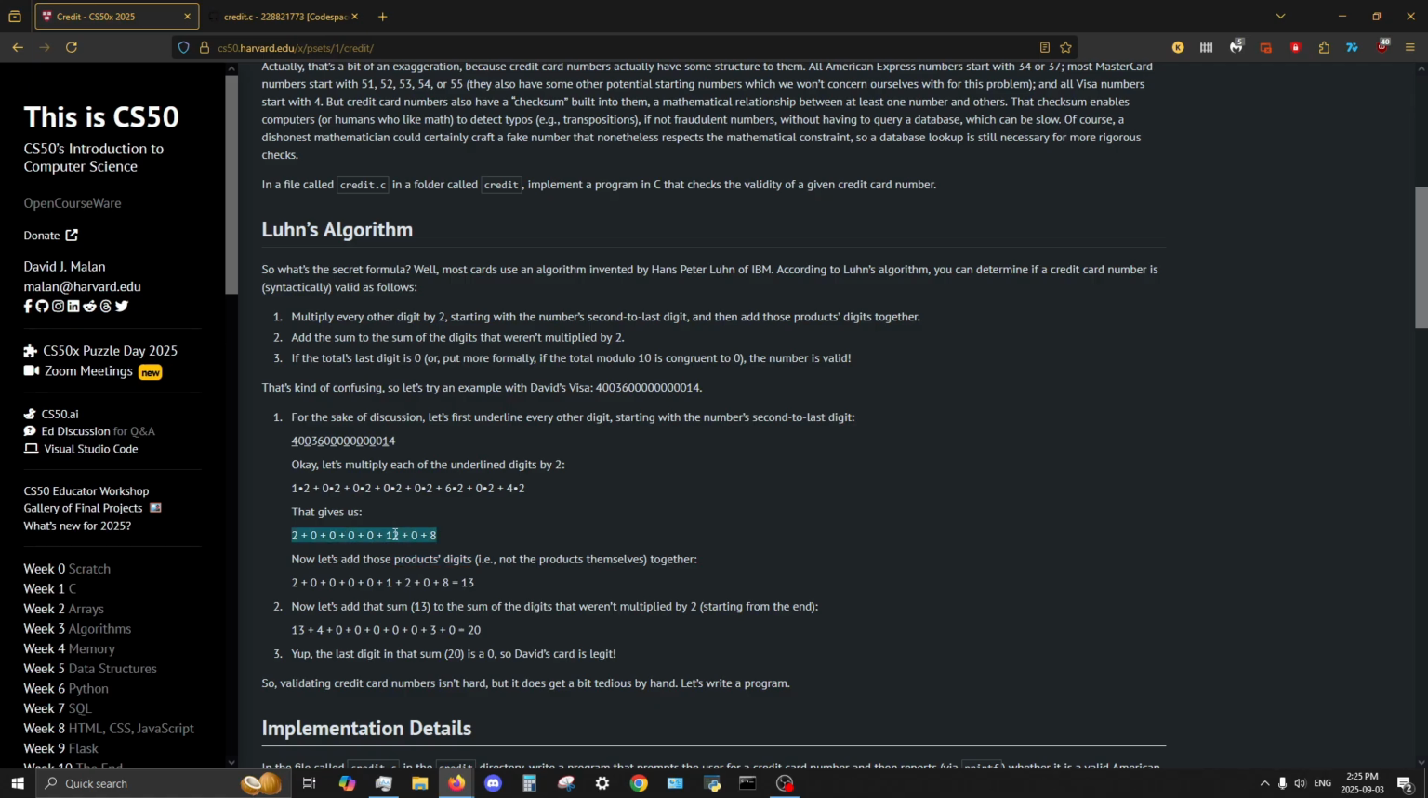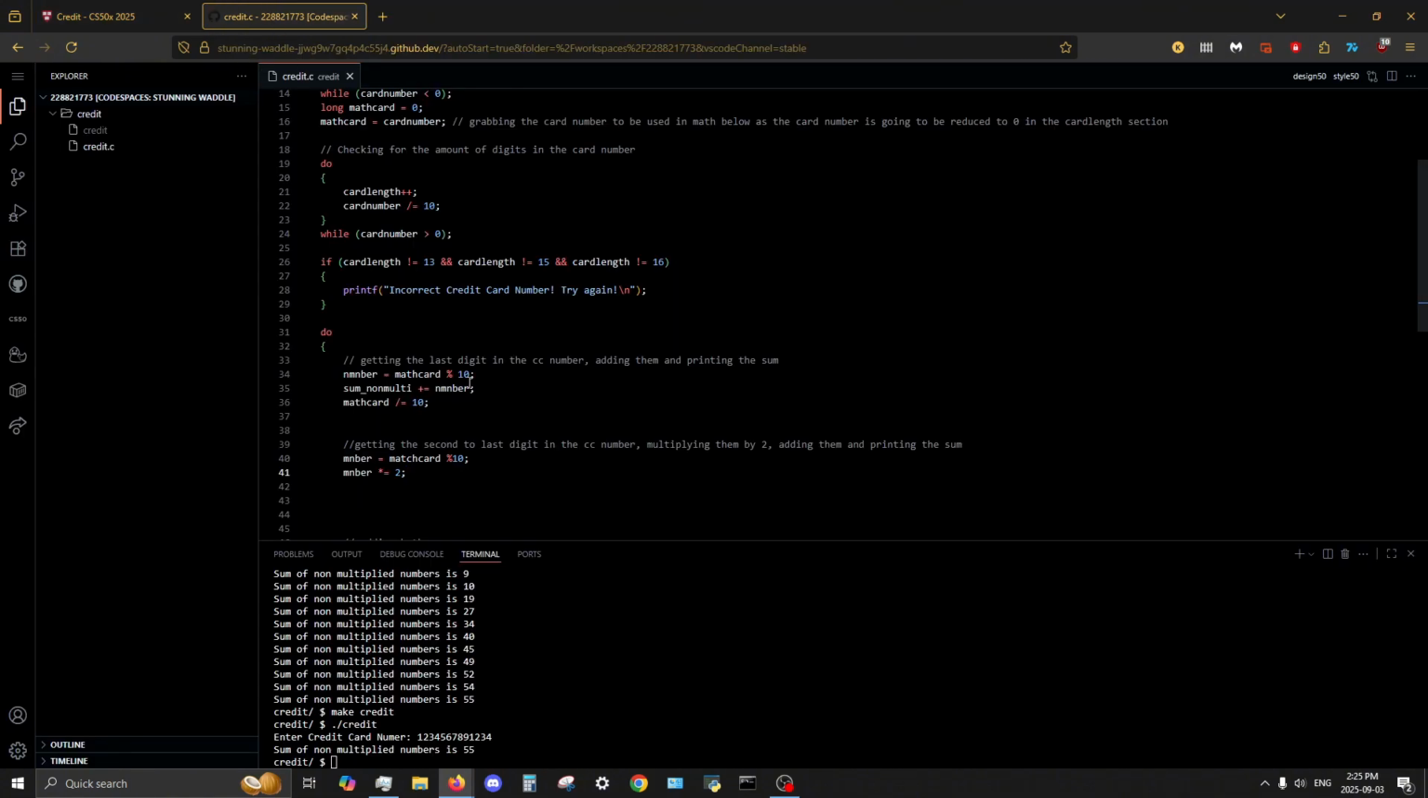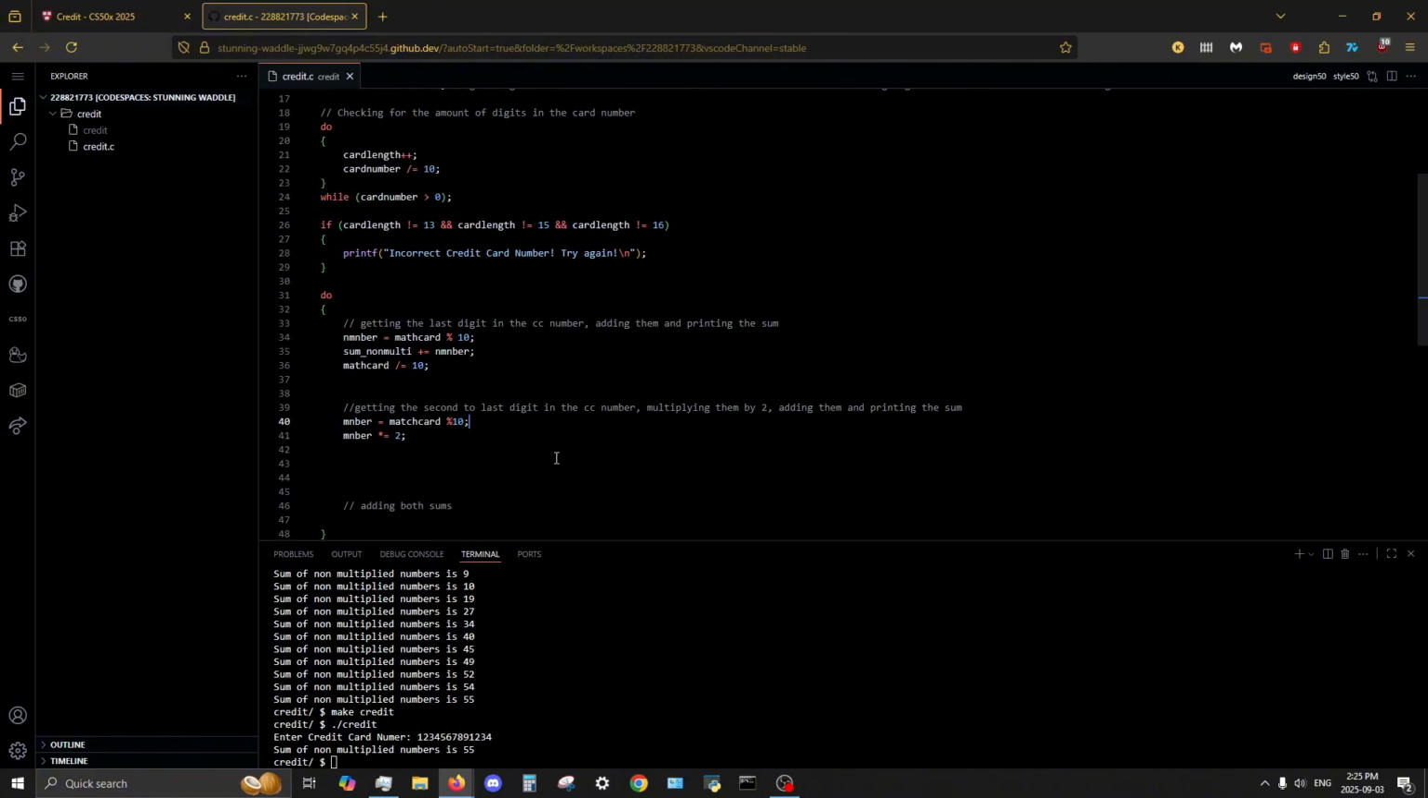Oh, so we need to separate the digits? What the fuck? How do you separate digits? Oh, is it like this one? You get the last number? But do I need a separate variable to do that?